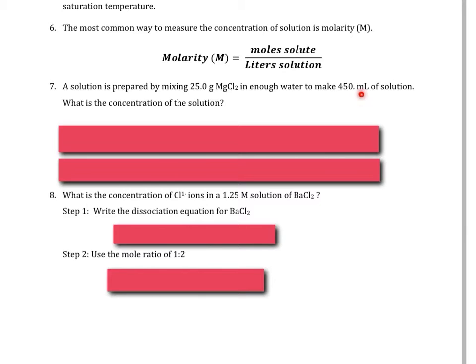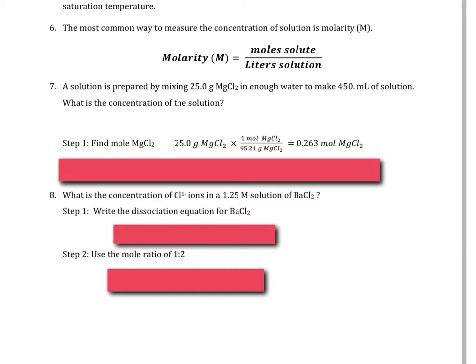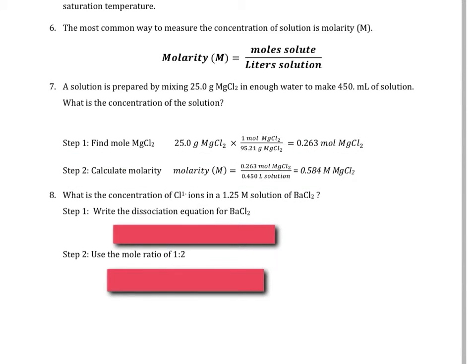The first step is to change this mass into moles. So we'll take 25 grams and we'll divide it by the molar mass of magnesium chloride, which is 95.21 grams, and round it to 3 sig figs and get 0.263 moles. Now we are ready to complete step 2, which is the molarity. In step 2, you take the moles of magnesium chloride divided by the volume of the solution, rounded to 3 sig figs, we get 0.584 molar magnesium chloride.